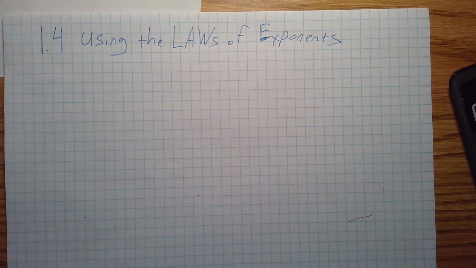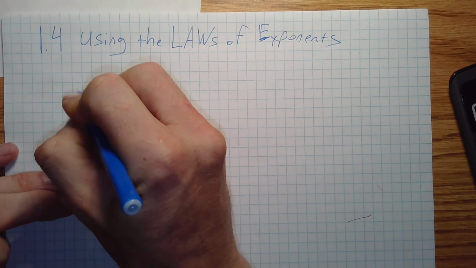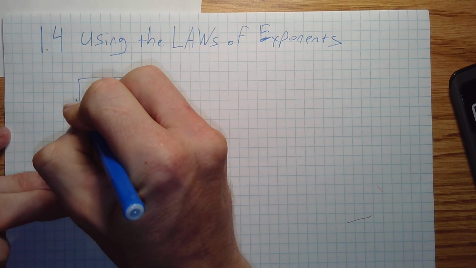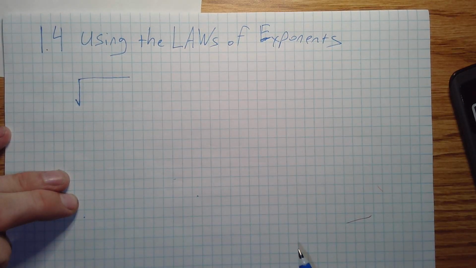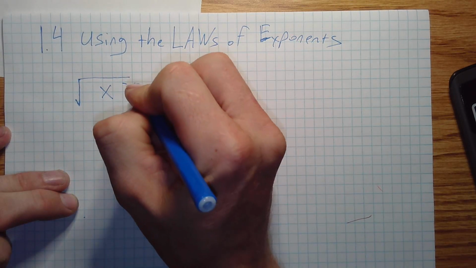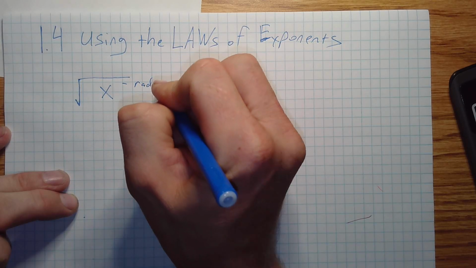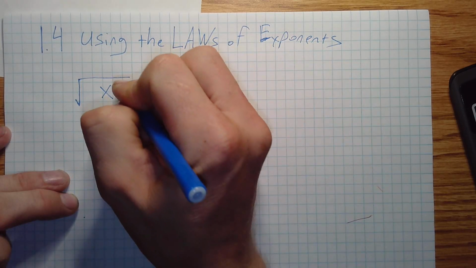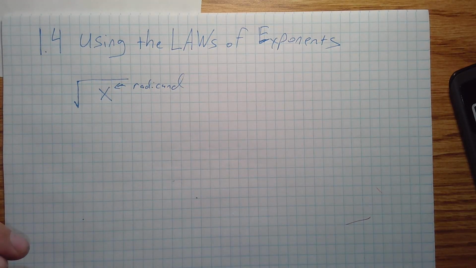Okay, moving on to some more things about exponents and radicals. So what is a radical? A radical is some stuff underneath one of these square root bars. The thing under the bar is called the radicand. Radicand.